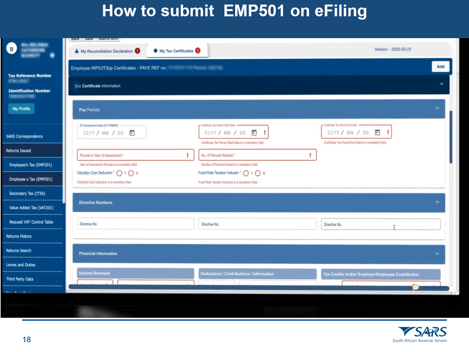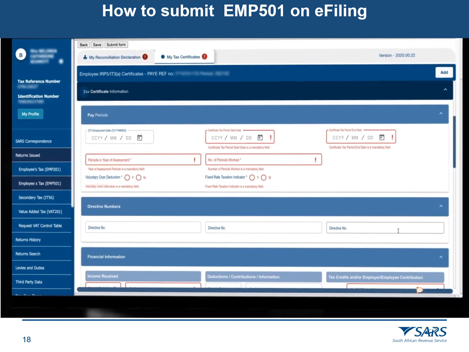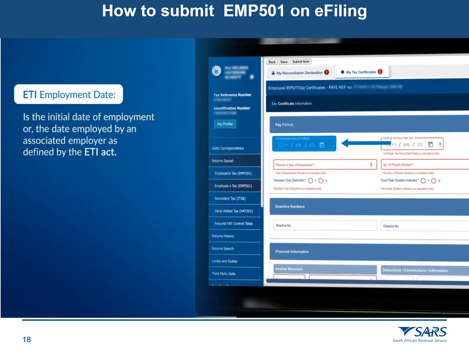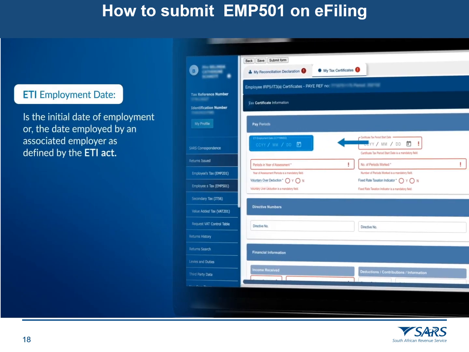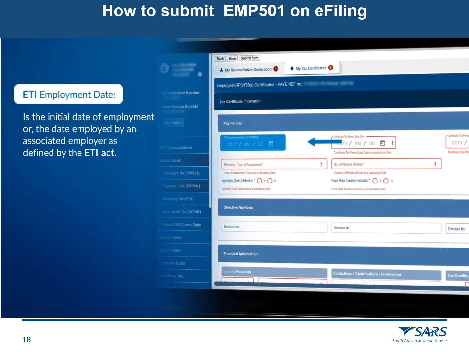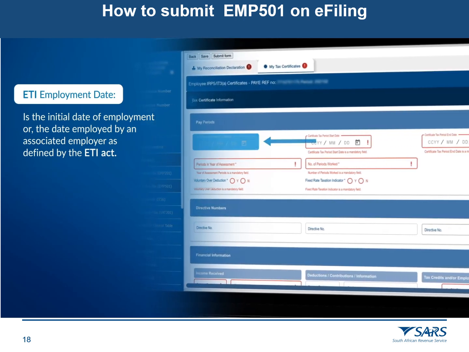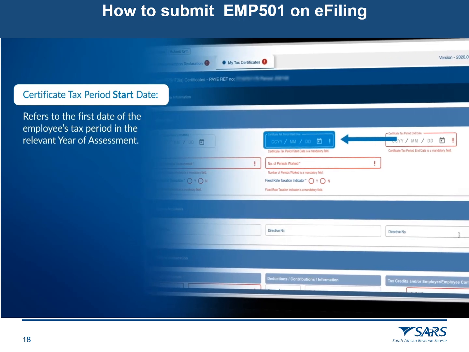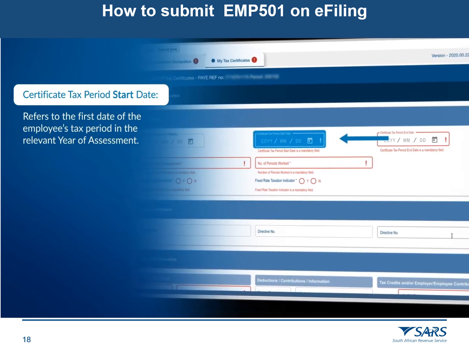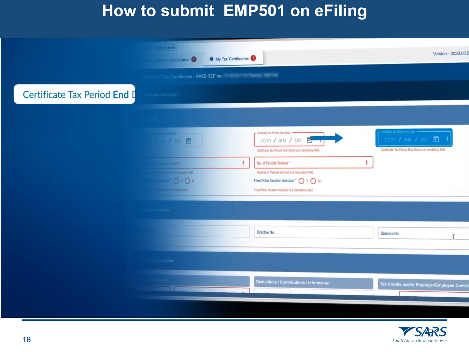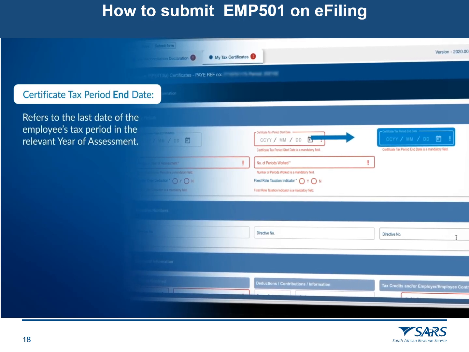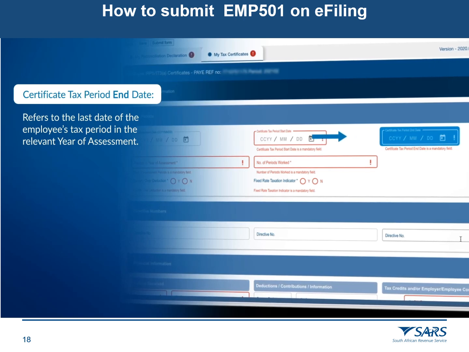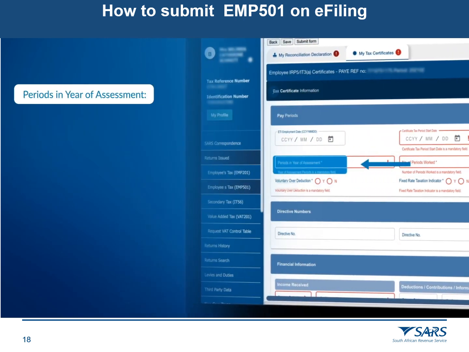Complete the tax certificate information, starting with capturing the pay period's information. ETI employment date is the initial date of employment or the date employed by an associate employer as defined by the ETI Act. Certificate tax period start date refers to the first date of the employee's tax period in the relevant year of assessment. Certificate tax period end date refers to the last date of the employee's tax period in the relevant year of assessment. Periods in year of assessment.